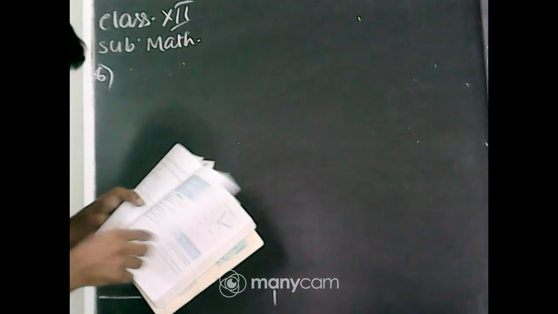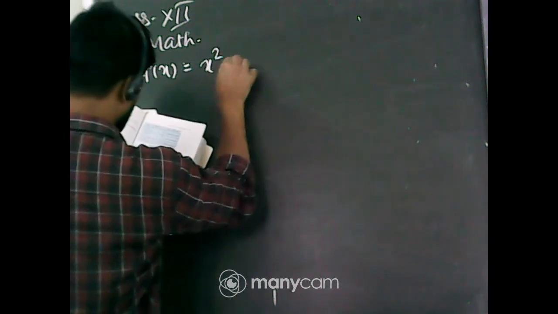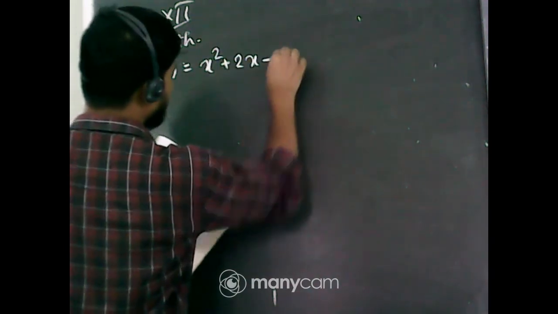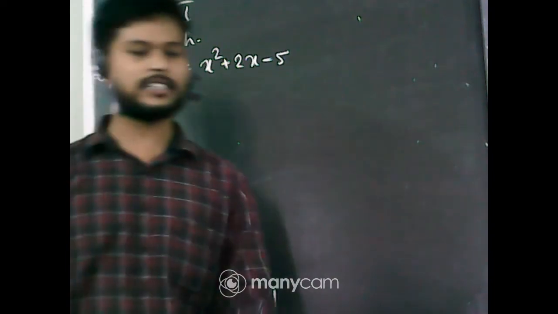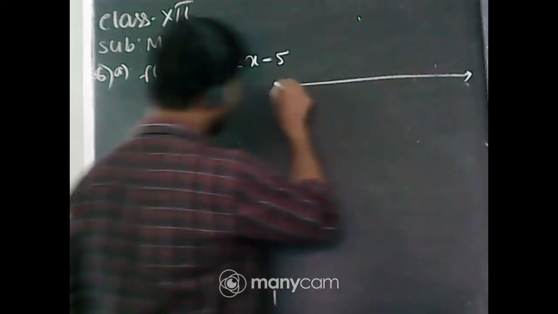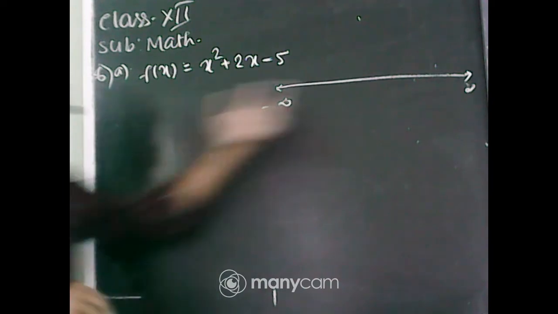Question number 6 is, find the interval in which the following function is strictly increasing or decreasing. Okay, so I am doing the first question first. So f of x is given as x square plus 2x minus 5. So we have to check in which interval the function is strictly increasing and in which interval the function is strictly decreasing. Now look, from the function you can check that the domain of the function is again minus infinity to plus infinity.